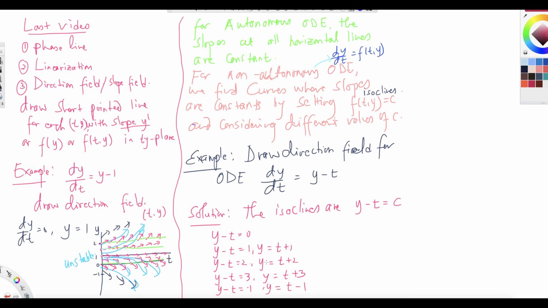Now what we do is, these are the isoclines. For different values of c, you will get all these different equations. These are the isoclines where the slope is constant. What will be the slope? We will see that. Okay, let us draw that.